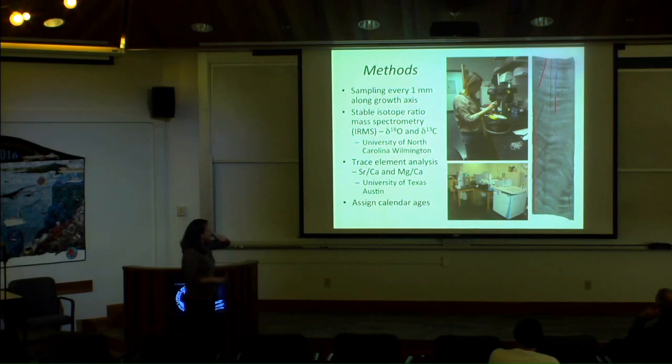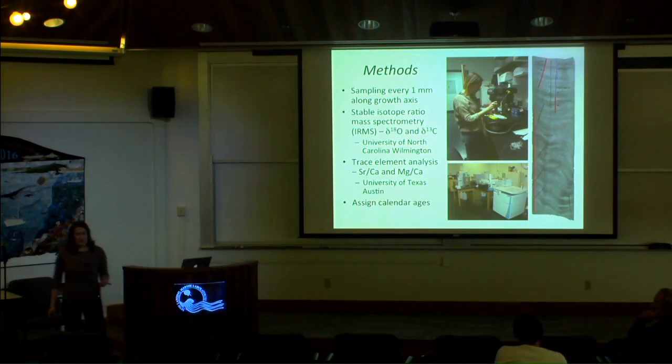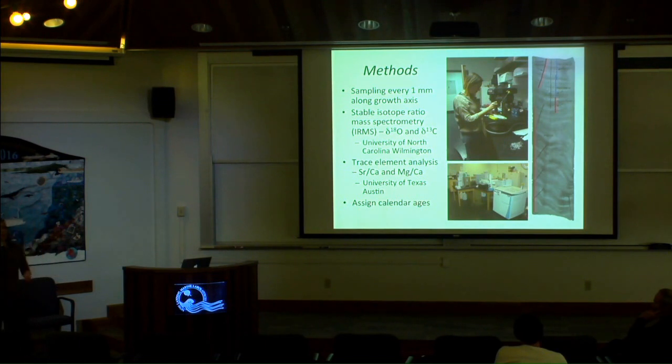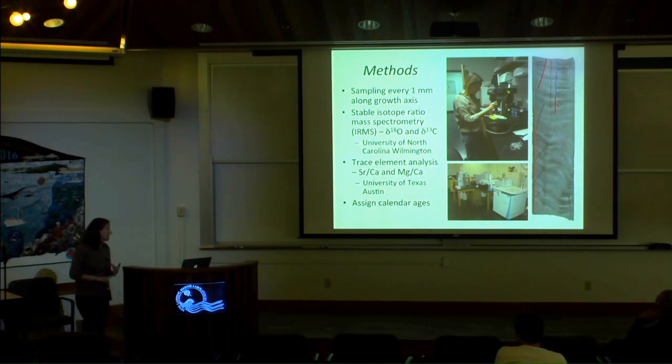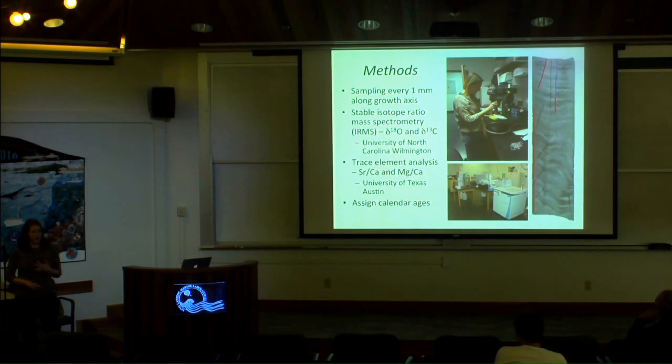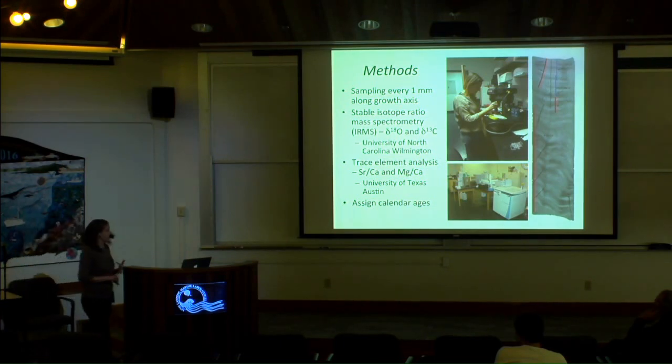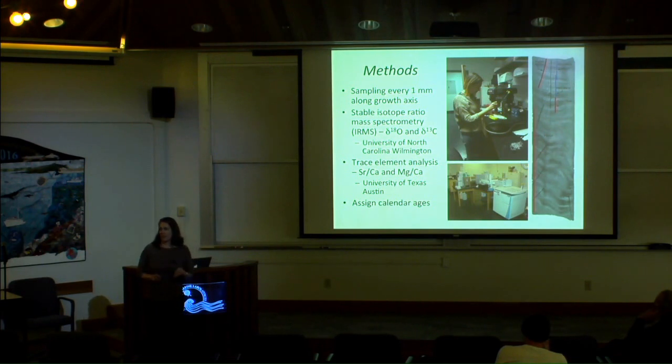So this is my student, Jen. She just finished up last November, which was great. She did a bunch of different sampling lines along here, trying to sample parallel to the growth rate. She did oxygen isotope analysis of these. She measured every 1 millimeter on the slab, and did oxygen isotope analyses at UNCW in Wilmington, and then sent off samples for trace element analysis, and those were done at the University of Texas in Austin.